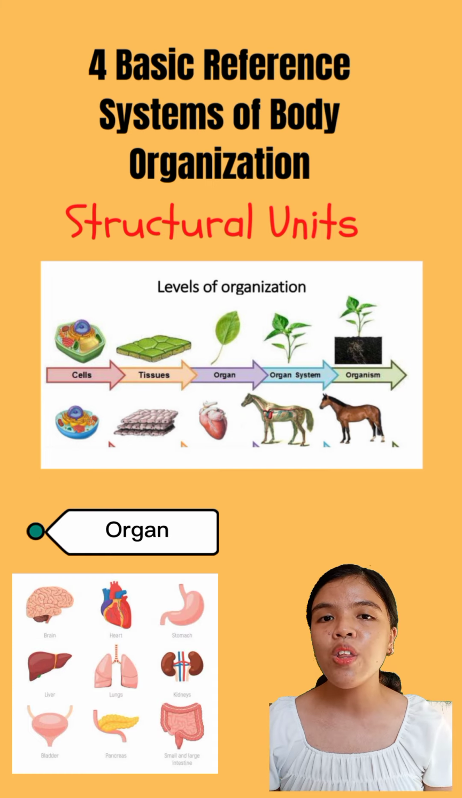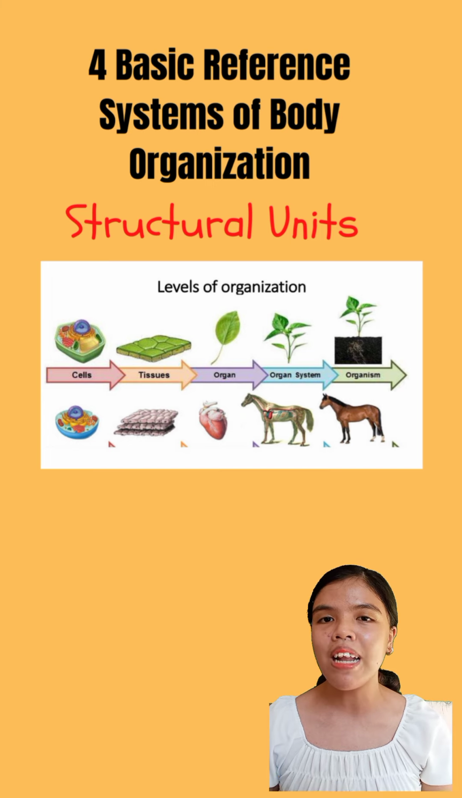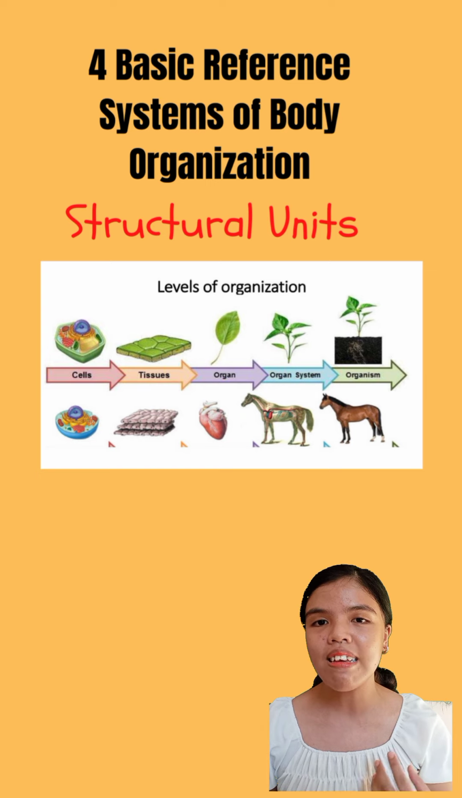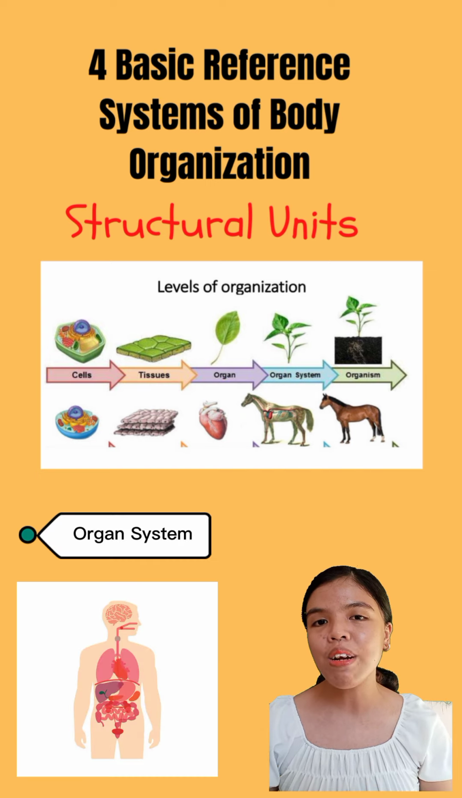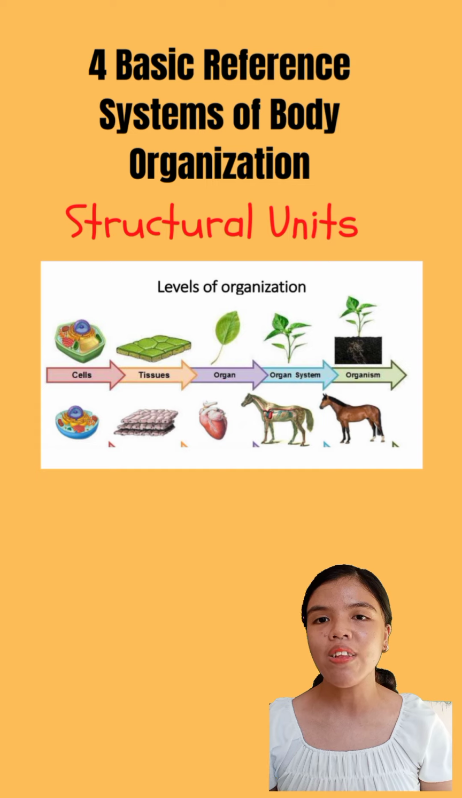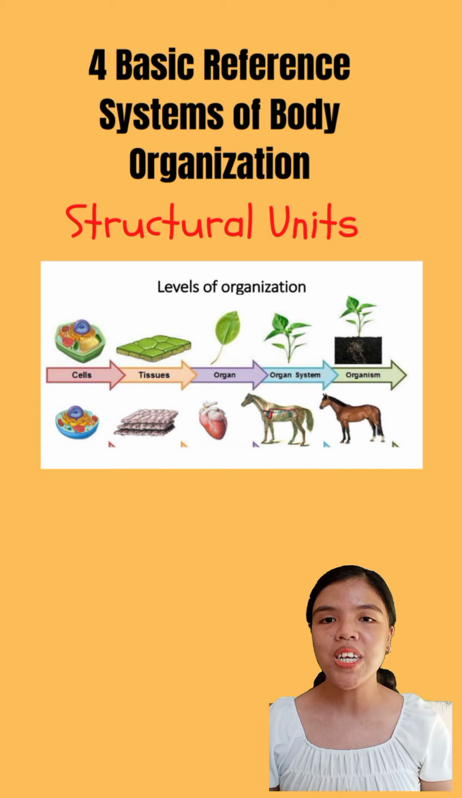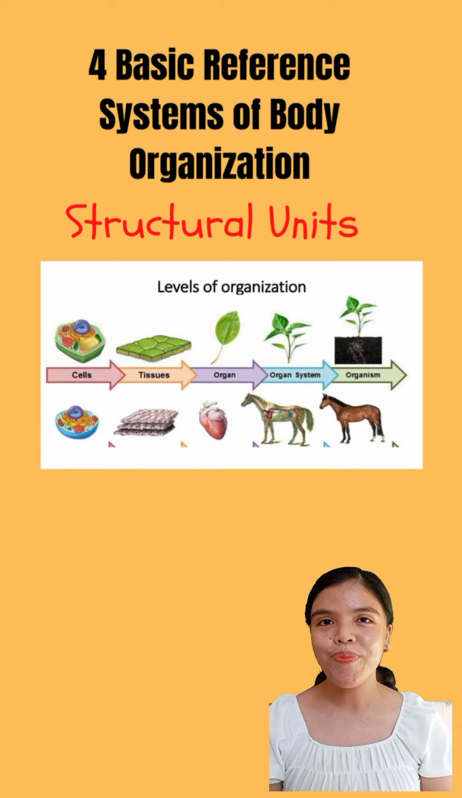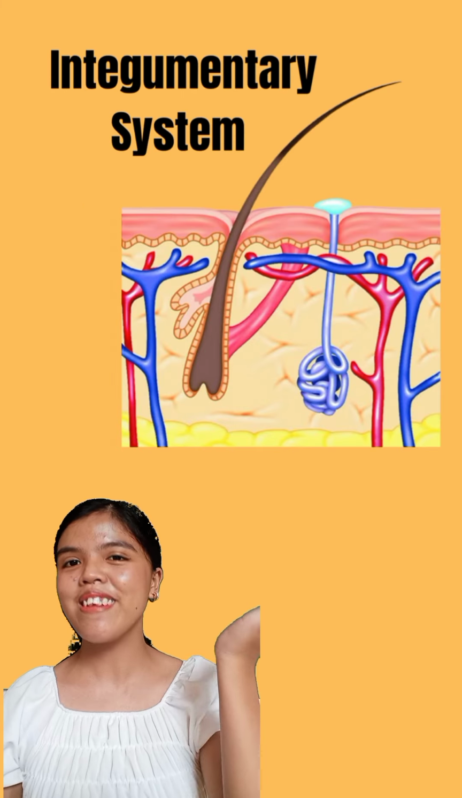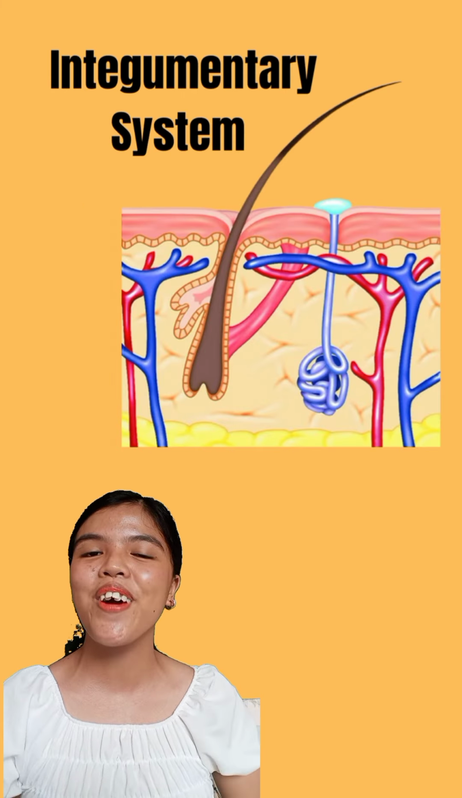And the third one is the organ. It is an anatomically distinct structure of the body composed of two or more tissue types. Each organ performs one or more physiological functions. And lastly is the organ system. It is a group of organs that work together to perform major functions or meet the physiological needs of the human body. Functions of the integumentary system and its relation to the 10 organ systems.